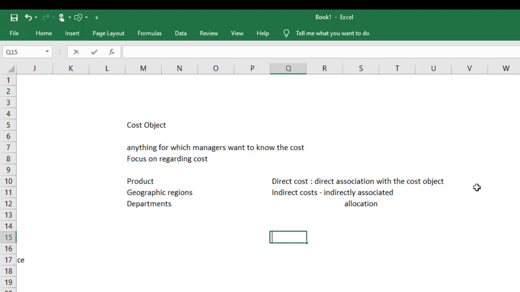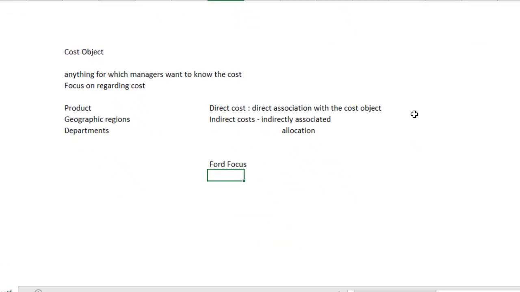Let's say our cost object is the Ford Focus, right? So anything that's a direct association with the cost object is going to be a direct cost. So this means it's anything that's directly associated with the Ford Focus, just that particular product. It could be the cost of the engine, the battery that goes into the Ford Focus, the steering wheel, the tires. These are costs that go directly into the Ford Focus, so these costs have a direct association. Pretty straightforward. These would be my direct costs for the Ford Focus as the cost object.